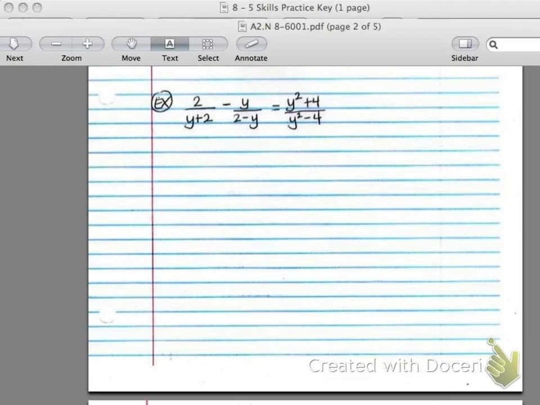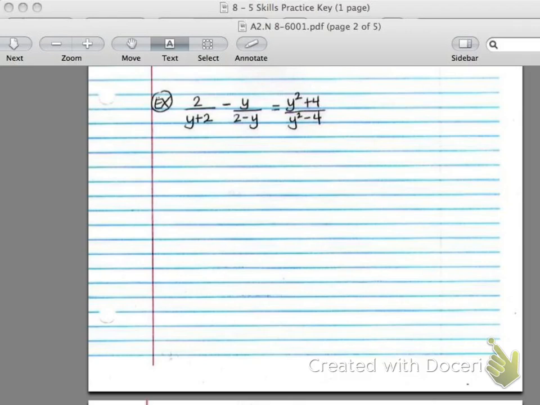Okay, so let's go into our next example. Now we're going to get a little more difficult. That was not too bad. So let's take a look at what we have here. We have 2 divided by y plus 2 minus y divided by 2 minus y equals y squared plus 4 over y squared minus 4. Okay, so let's start changing things that we don't care for.